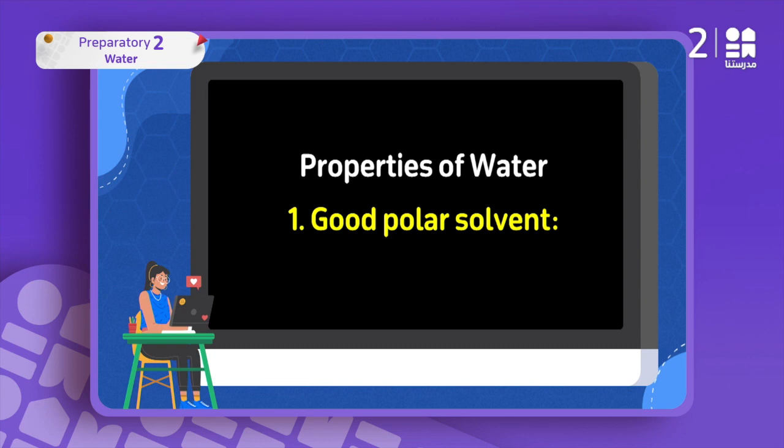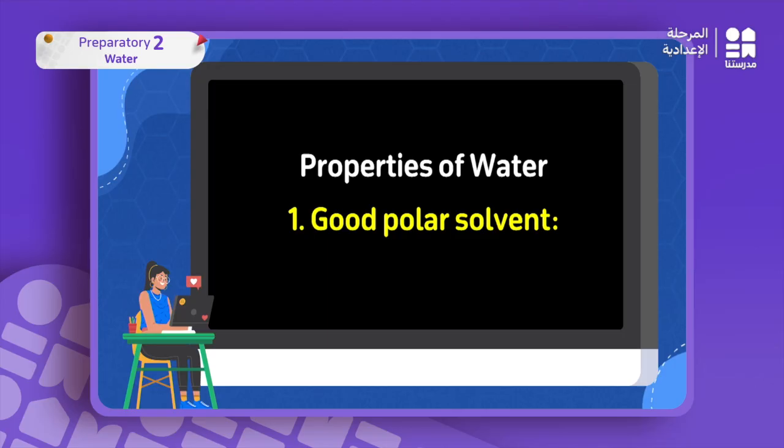يعني إيه good polar solvent؟ يعني إيه كلمة solvent؟ You may know this word from your previous study. Solvent it means it can dissolve anything. فهي good polar solvent. It can dissolve things. تعالوا نشوف هنا فيديو بيكلمنا عن الموضوع ده.